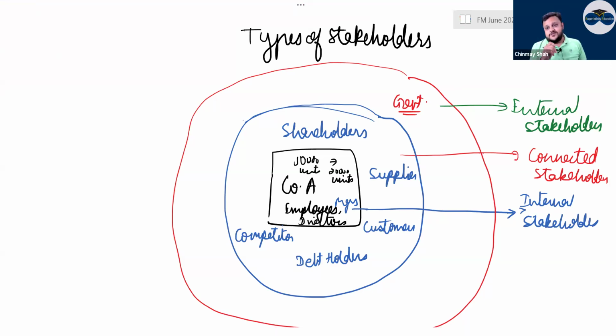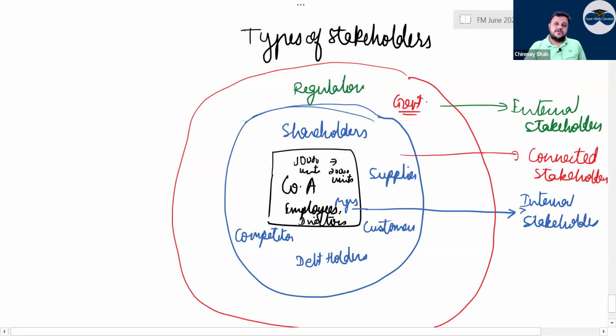Because you fired 100 employees, the government got to know that there is a problem in the legal system and with the regulators. People who make laws have to be made aware of this, and a law may be passed that you cannot fire more than 10 employees at one time. So a regulator can change laws which will impact your company. You did something which led to regulators changing the law. So regulators are also what? External stakeholders. Government, regulators.